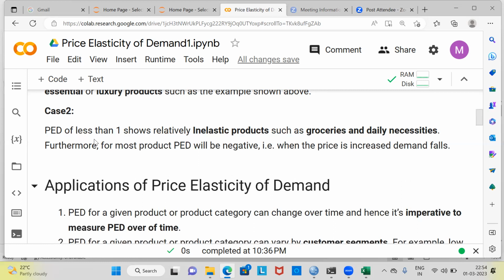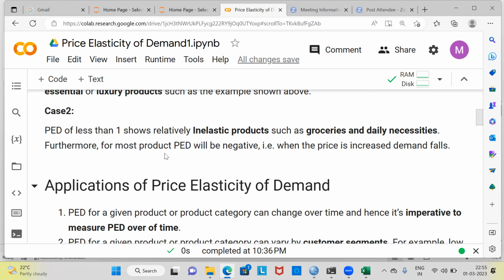Whenever the PED is less than 1, it indicates that we are dealing with relatively inelastic products. I repeat, if the PED value is less than 1, it strongly indicates that we are dealing with inelastic products. Typical examples of inelastic products are grocery items and daily necessities.